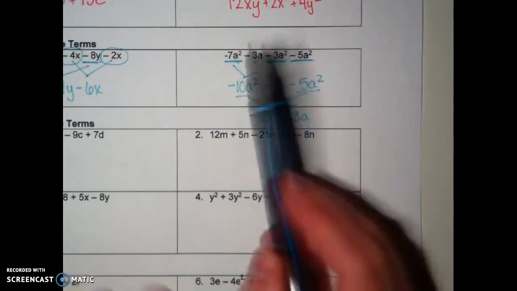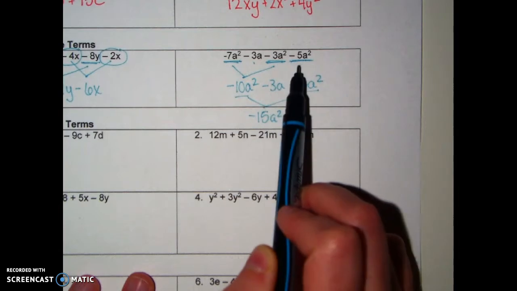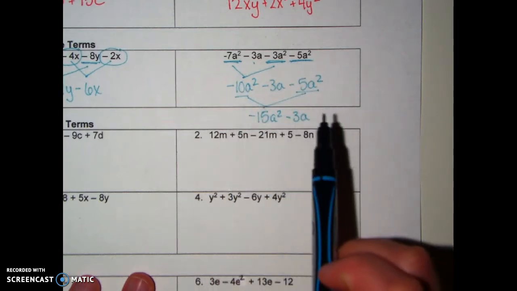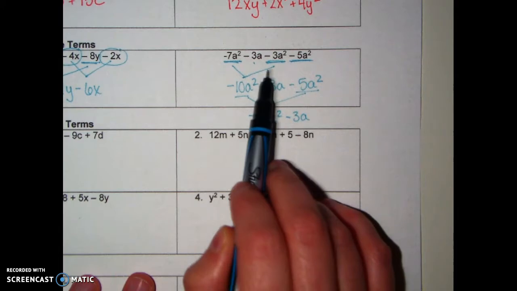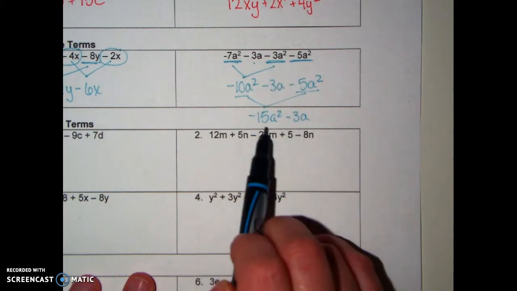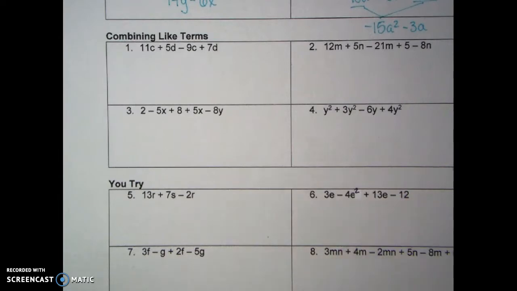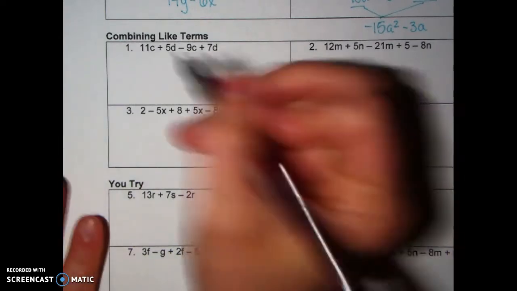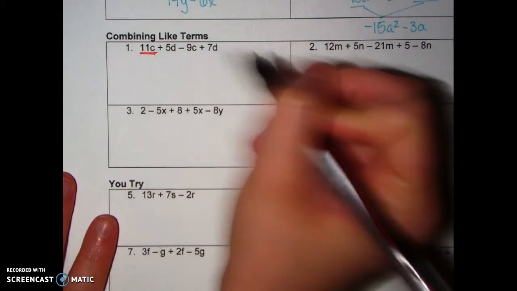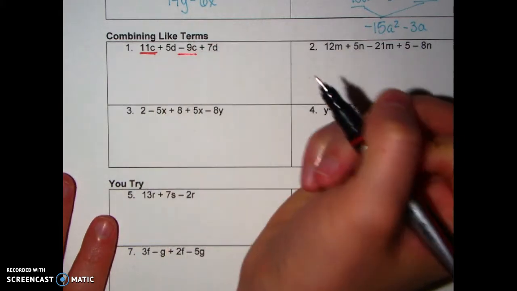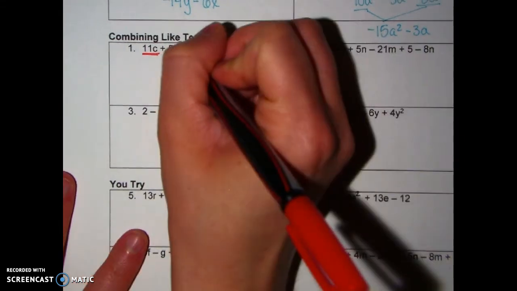And in one step, you could do negative 7 minus 3 minus 5. I just kind of wanted to show you the different steps. So you could do negative 7 minus 3 minus 5 and get that negative 15 and jump right to your answer. And that's fine. Okay, now we are going to go down and combine like terms. So this is going to be some adding and some subtracting all mixed together. So I'm going to start with underlining all of the C's. Okay, and then I'm going to circle the D's.